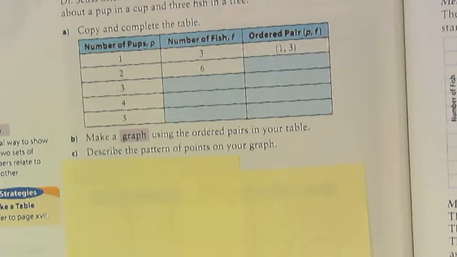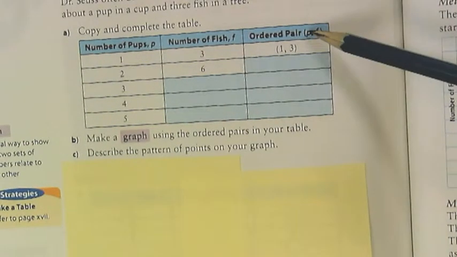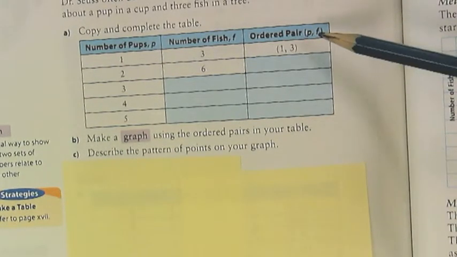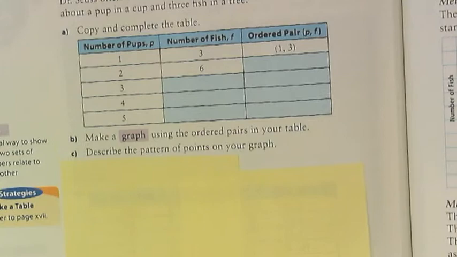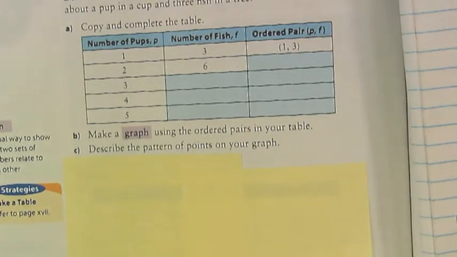Pups. And our y-axis? Fish. How do you know? Yes. Because right here it has in our order P, F, and we know that X comes before Y. So we have in our table, we're going to copy and complete the table.